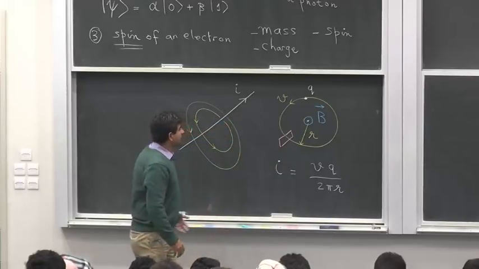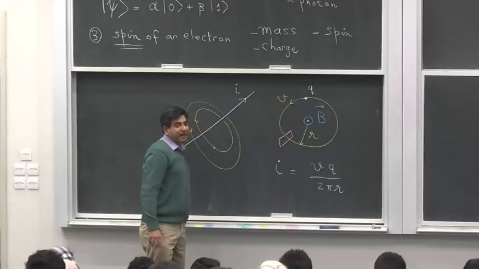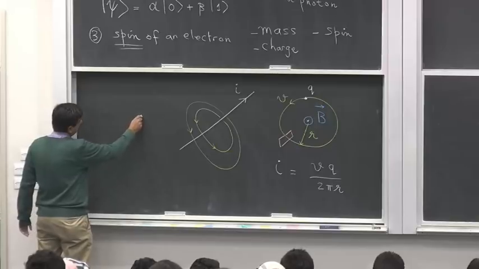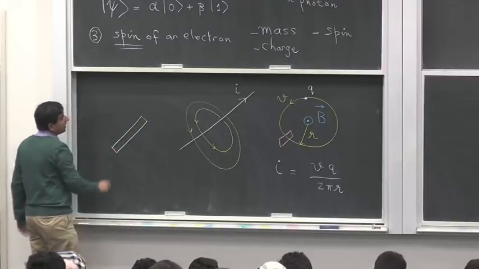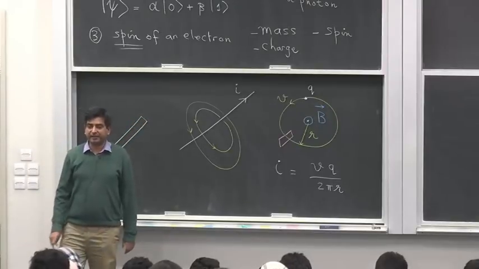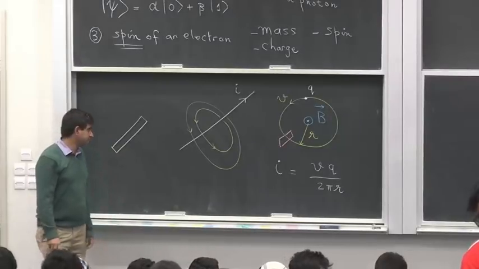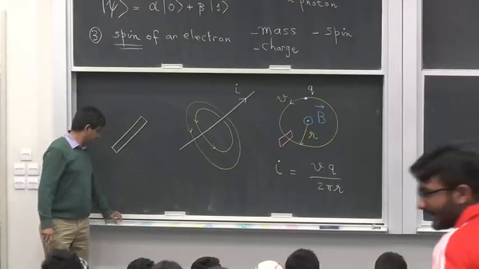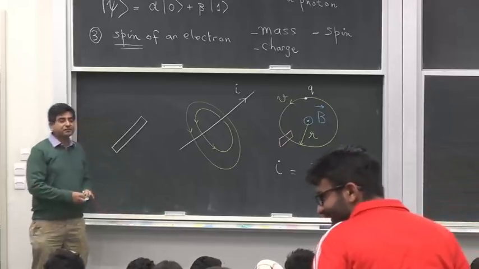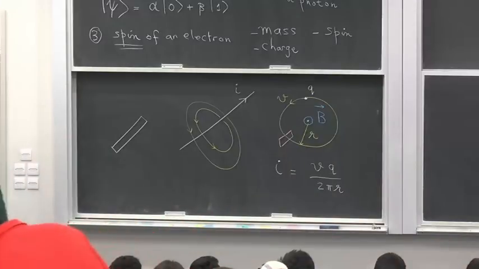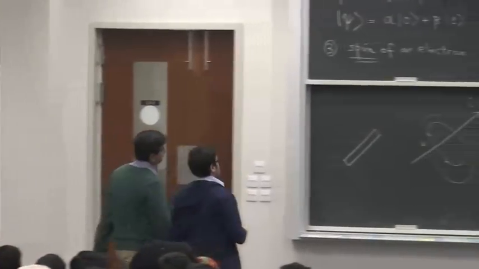Alright, so if I consider a magnet, if I draw a magnet here, a magnet also produces a magnetic field. Now this magnet, can you draw the field from this magnet? What should it look like? Just a sketch.